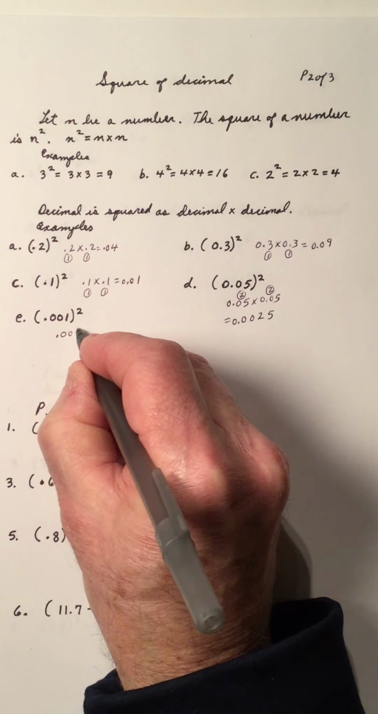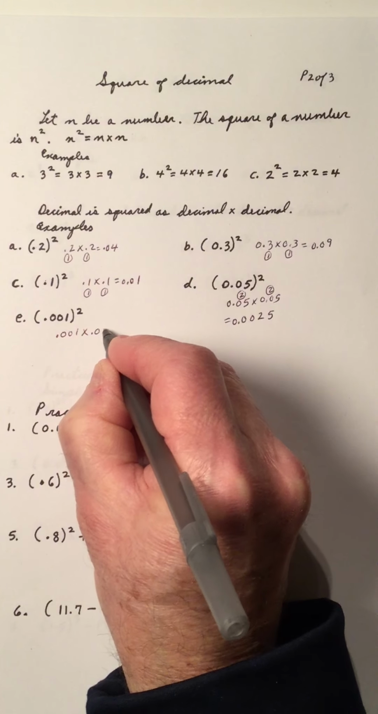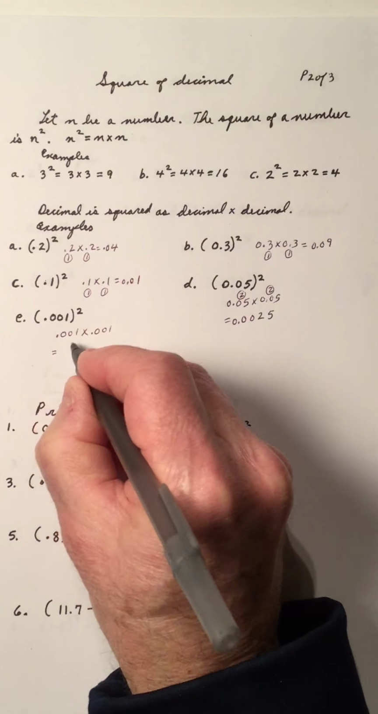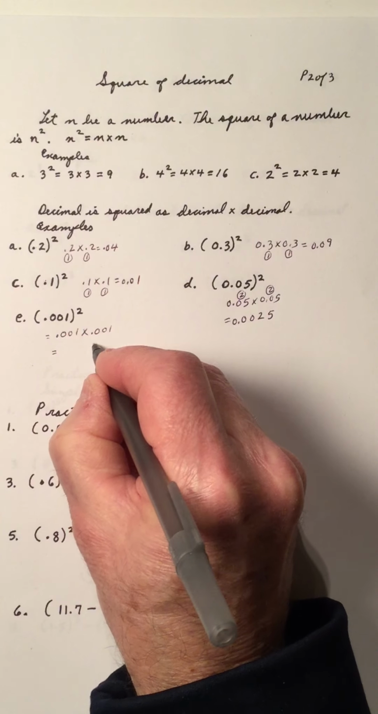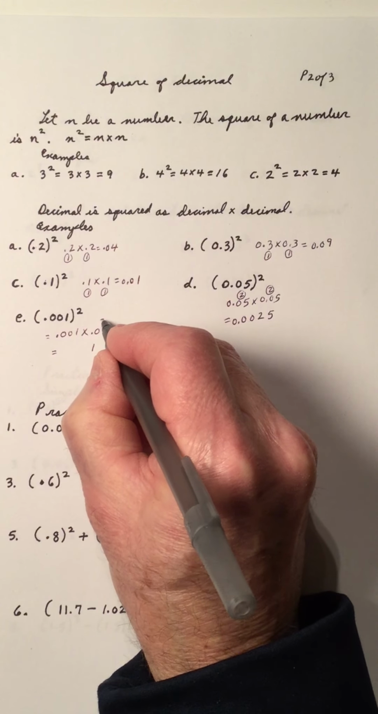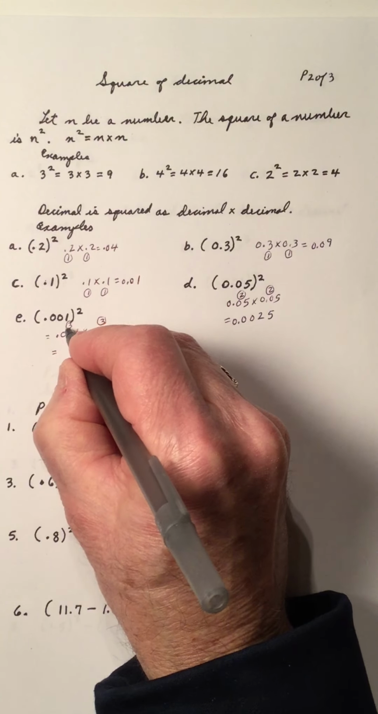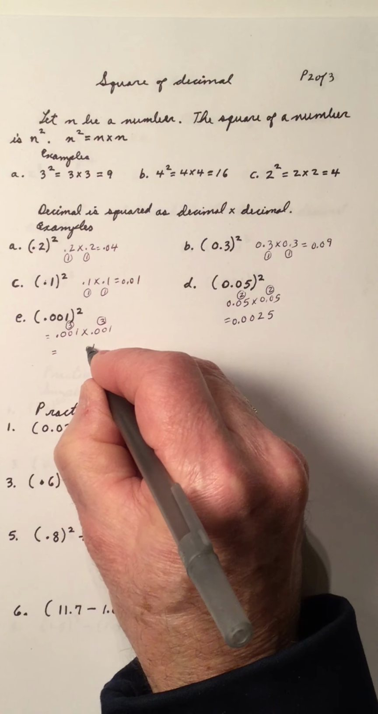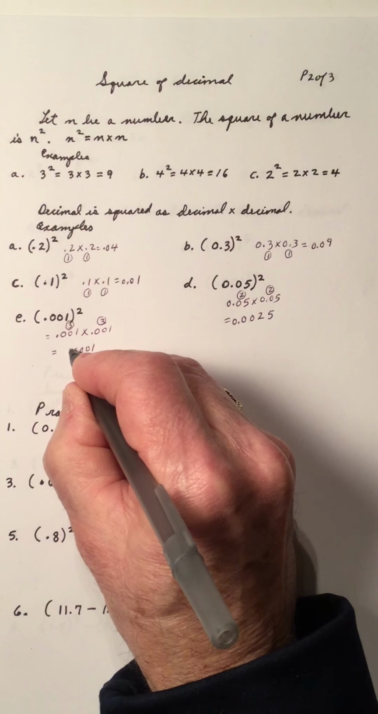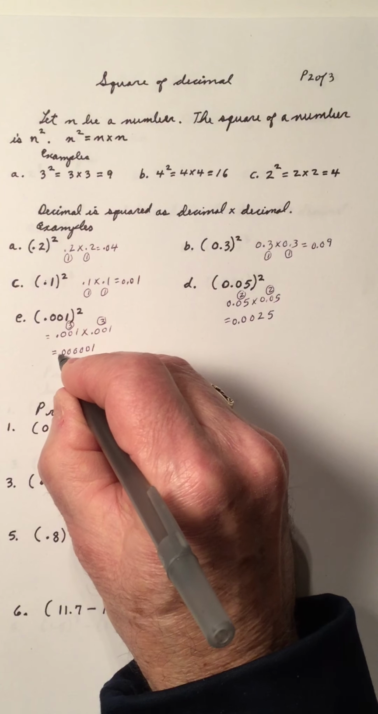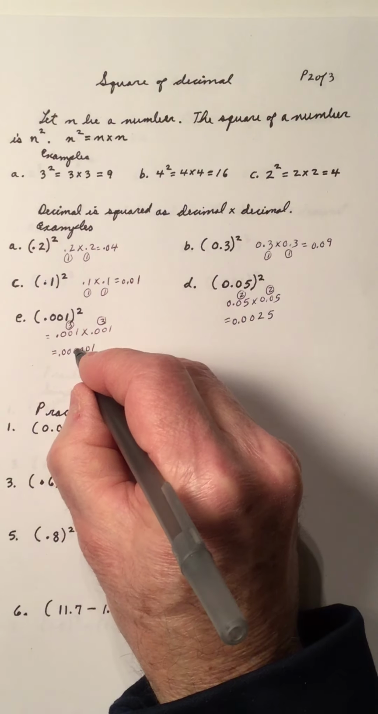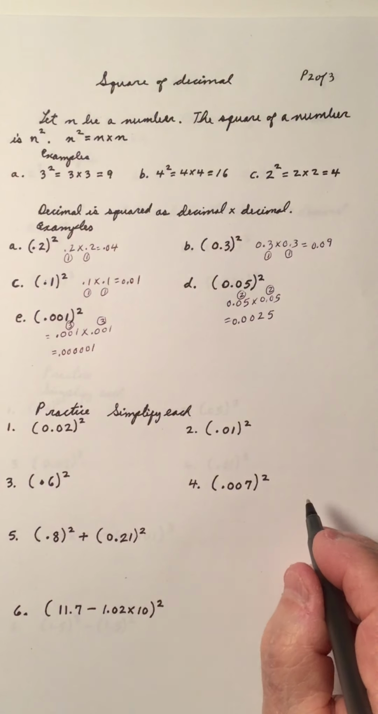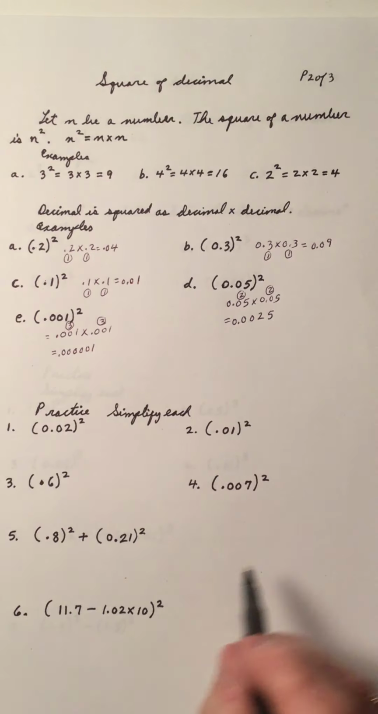0.01 times 0.01, and we know that 1 times 1 is 1. We have 3 decimal places in each of these, so that makes a 6 total. So we go 1, 2, 3, 4, 5, 6. So a decimal, 5 zeros and a 1, 6 decimal places.